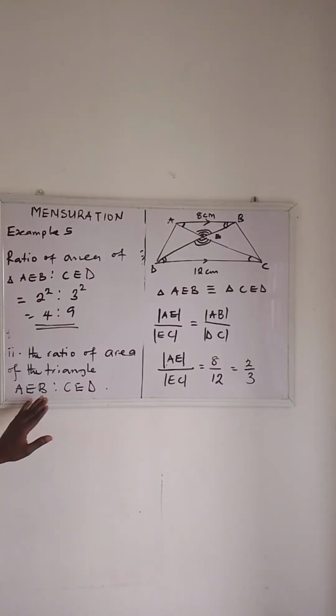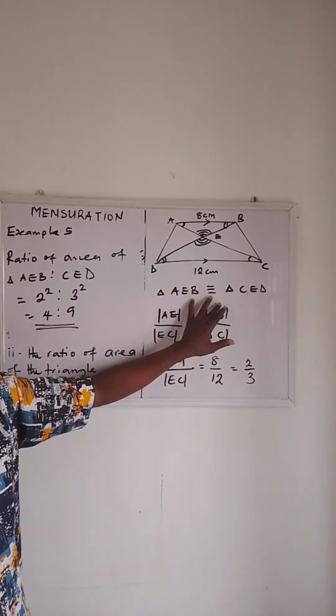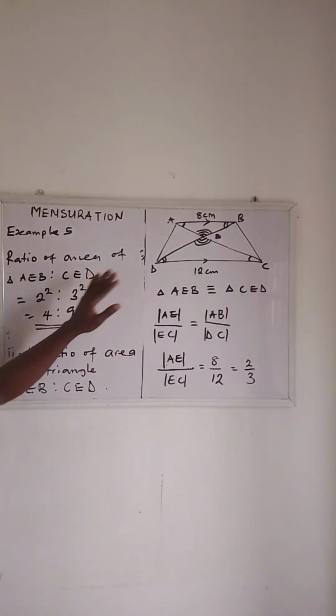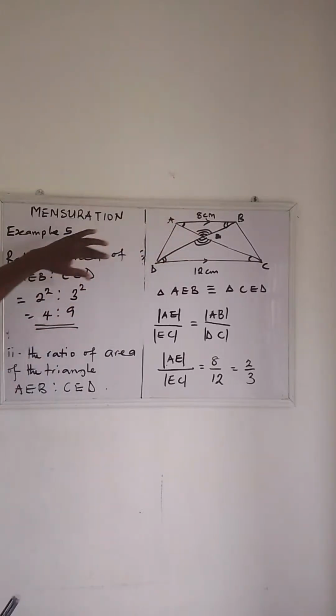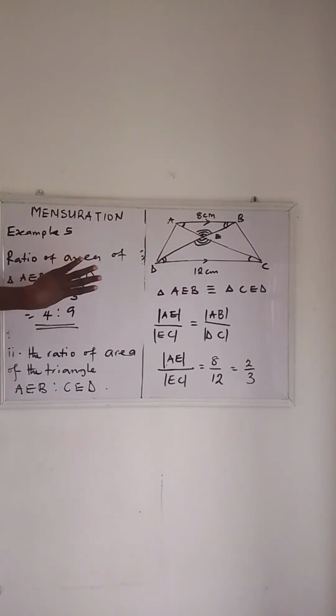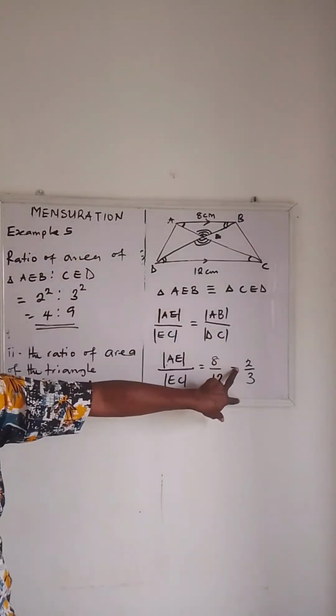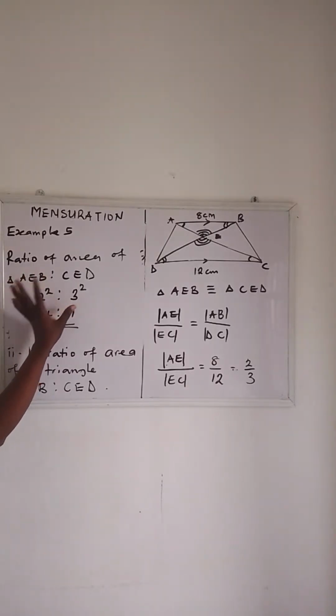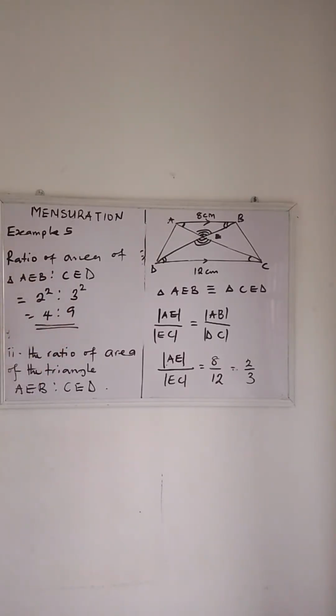Don't forget now, these triangles are similar to each other. We have that here. And since they are similar, you can connect the ratio of the sides to that of the areas. So if you want to find the ratio of areas, just square the ratio of the sides, of any corresponding sides. And that is what we have just done. So that is how to get the answer.